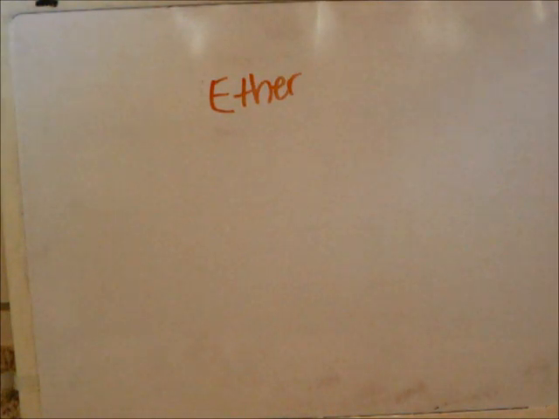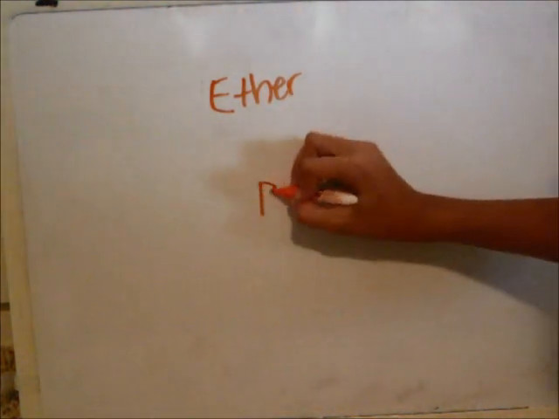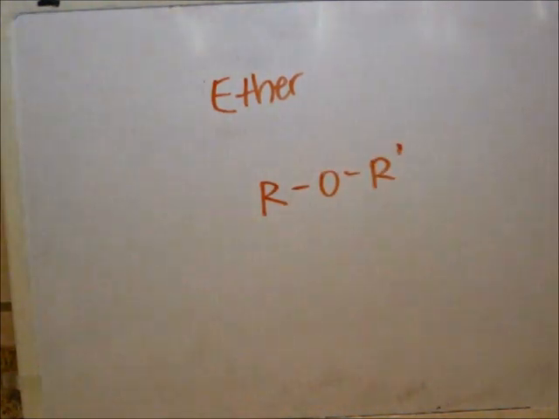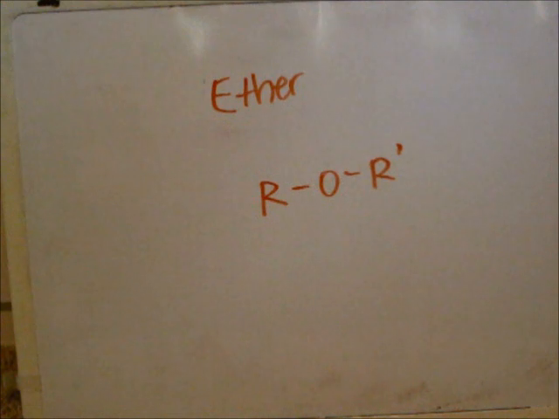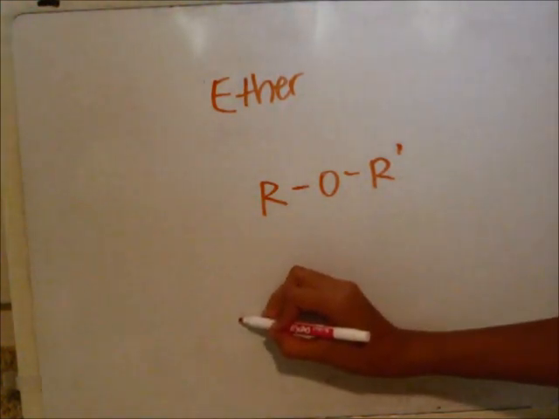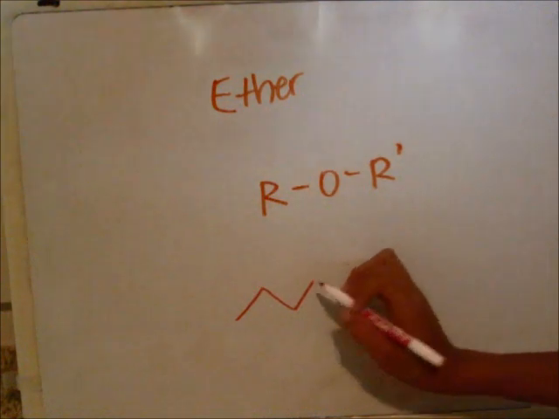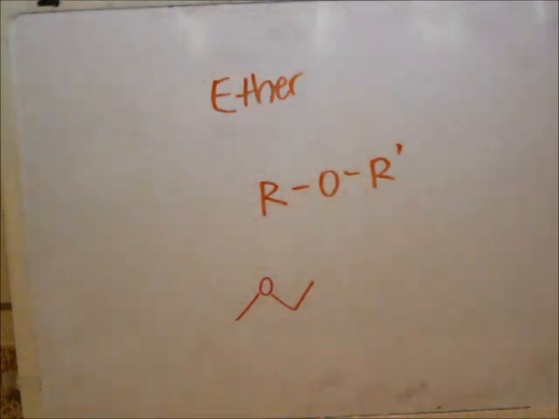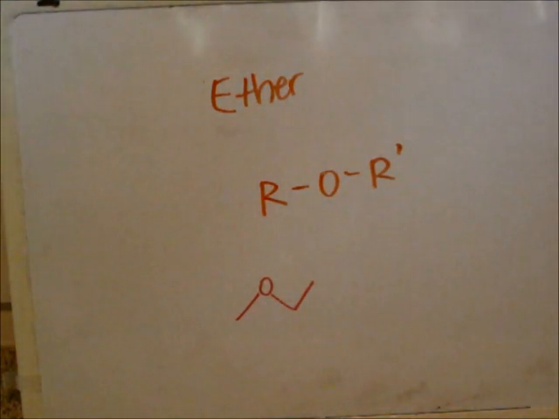So, an ether, this one's fun to draw. R-O-R'. That's it. If you see an oxygen just sitting awkwardly in the middle of some carbons, then that's an ether you're looking at. How do we name an ether? Okay. That right there is an ether, just because we see that weird little O just sticking out in the middle of nowhere like a sore thumb.